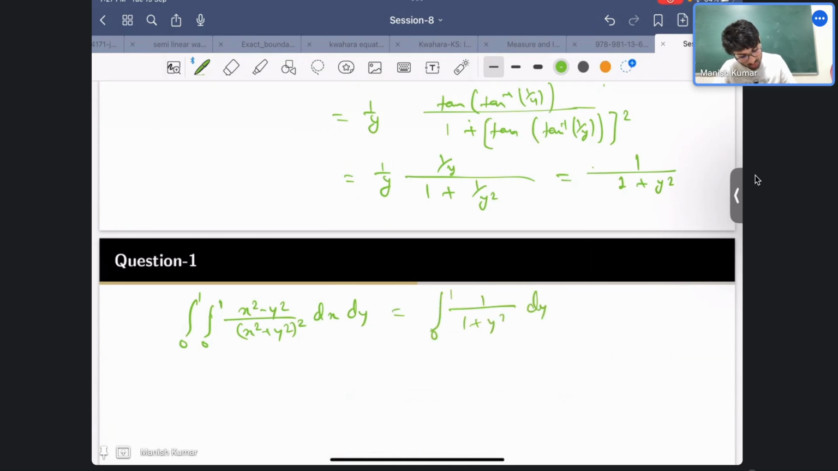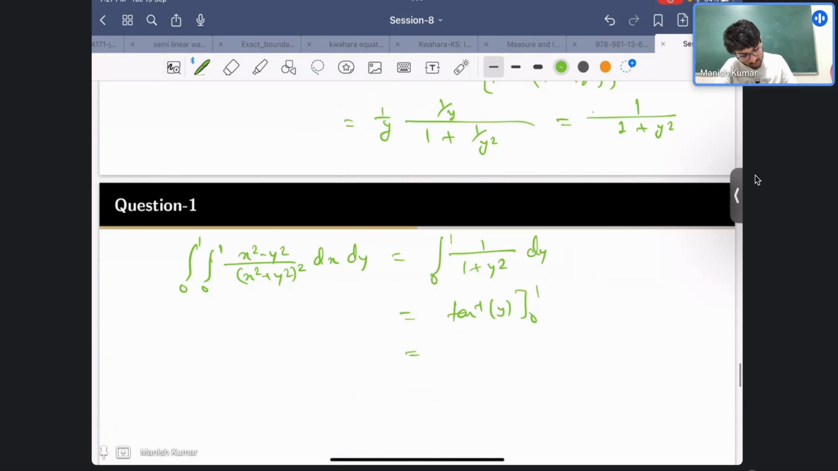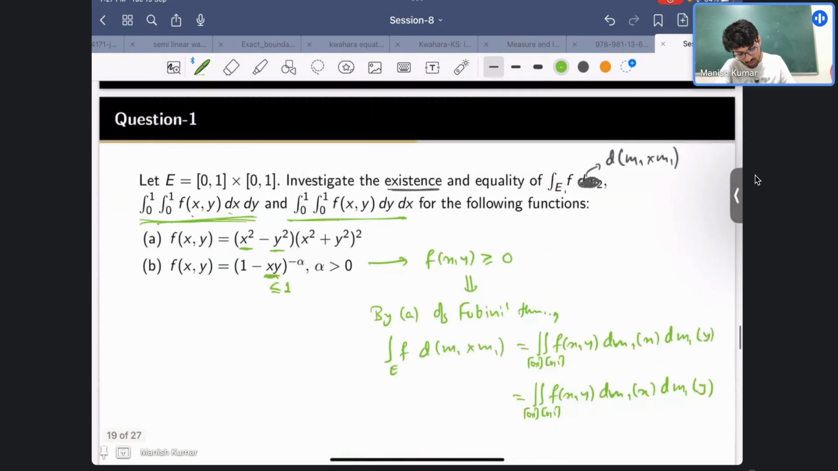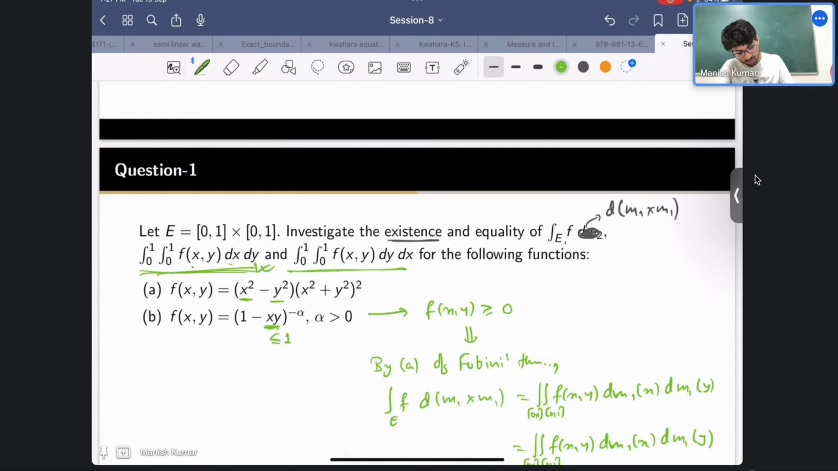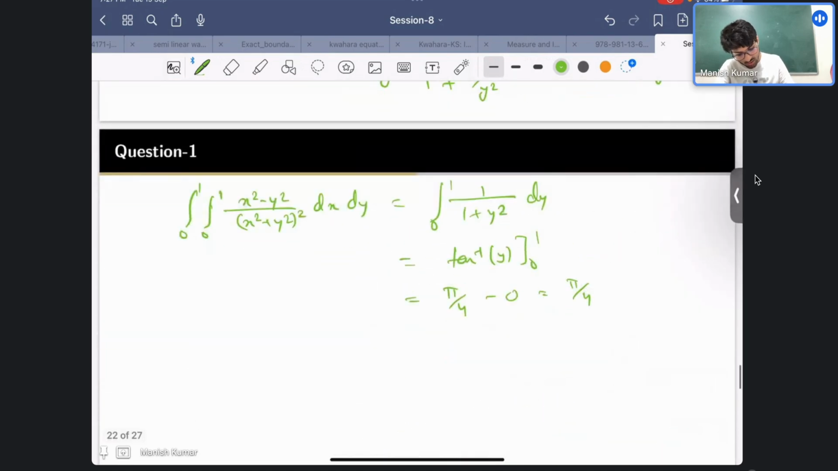Okay, and this integration is nothing but tan inverse y from 0 to 1, and this tan inverse 1 would be pi by 4, and this will be 0, so it's pi by 4. Okay, so this integral exists now. Okay, so this is finite.